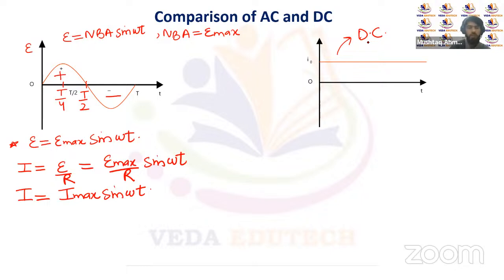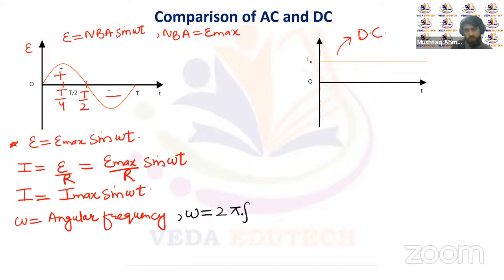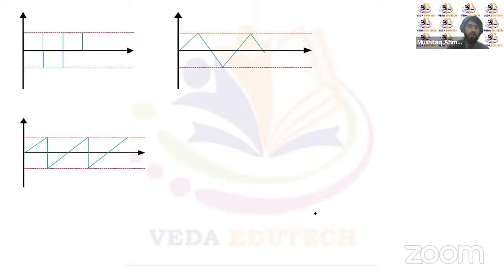Now this term omega is what we call the angular frequency. We can write this angular frequency omega as equal to 2 pi times the frequency of the cycle. And the frequency is equal to 1 over the time period. So this is the basic difference between the AC and the DC currents.